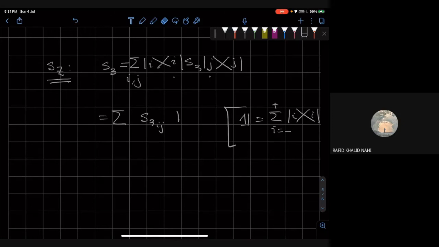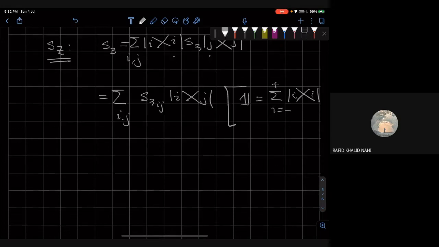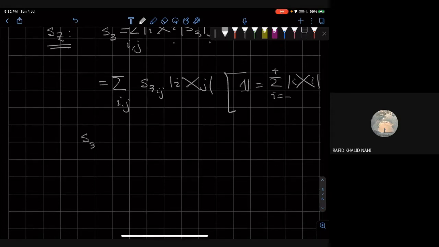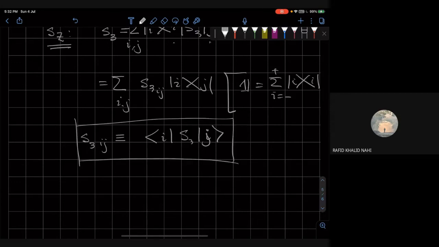Oh yeah, sorry, I misspoke. So here, what is S3 of ij? This is defined to be <i|S3|j>. This is what we call the matrix element.